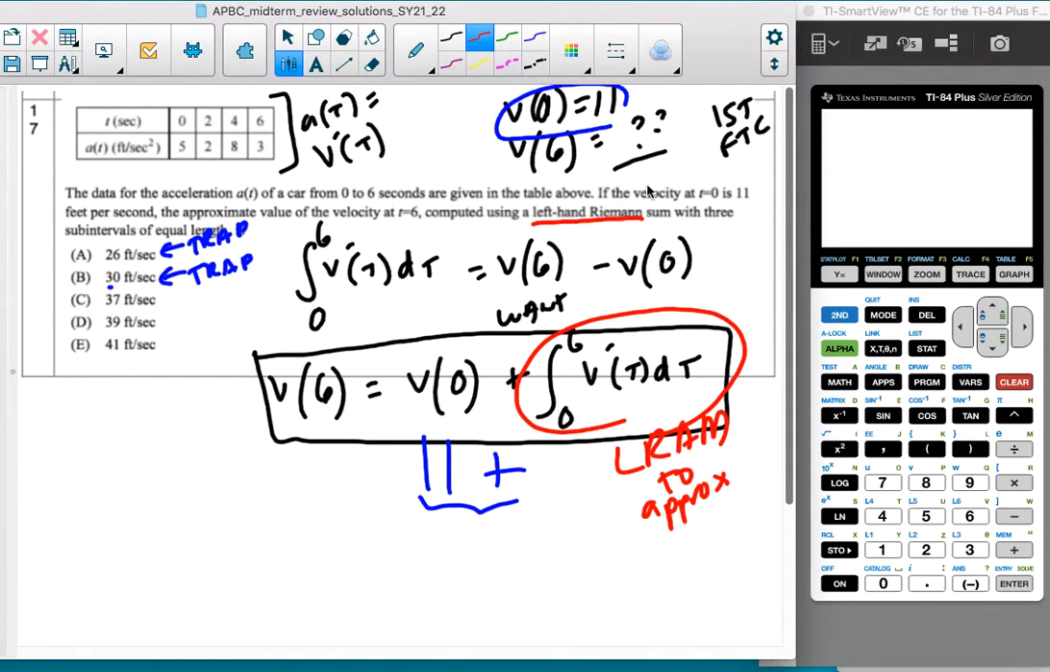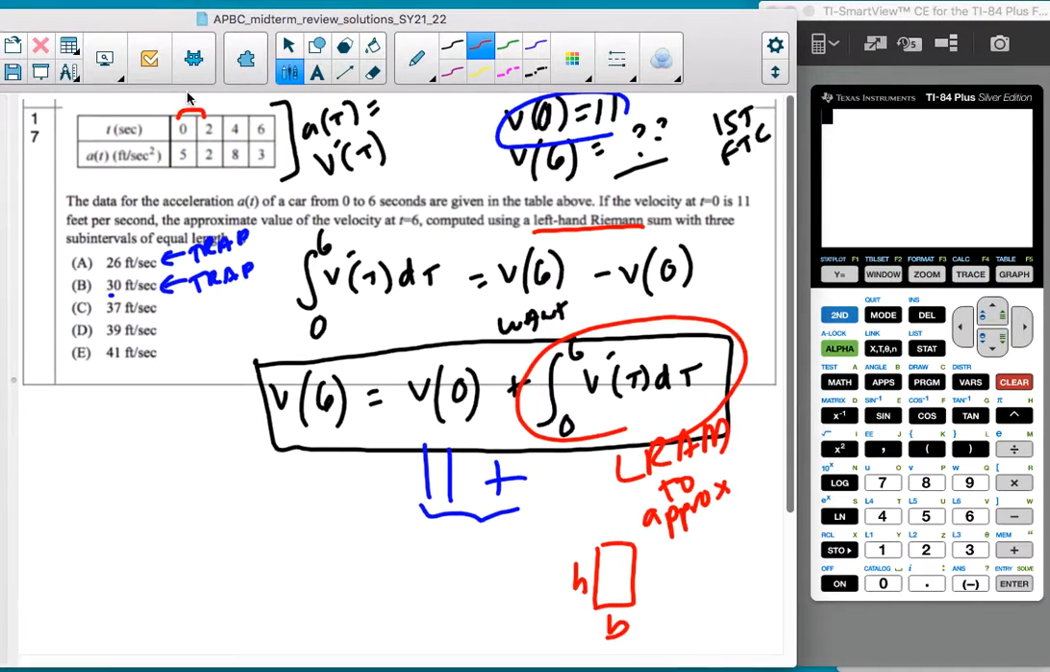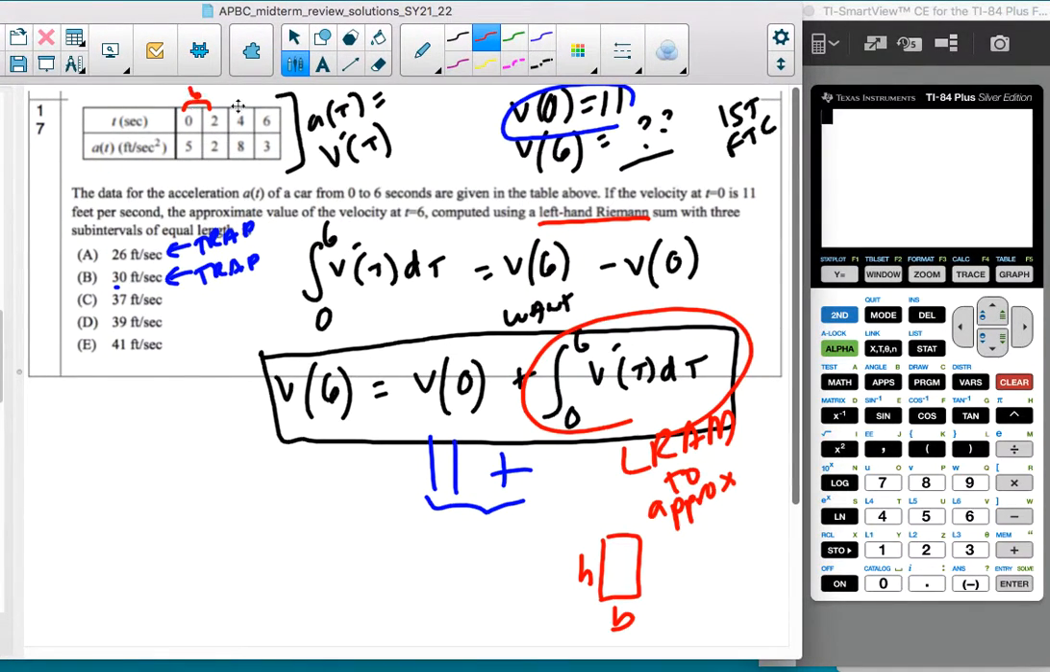So now let's talk about this LRAM approximation. LRAM is just boxes. This is literally just boxes that have a base and a height. The base width is going to be the width between the two x's, which in this case are all 2. You can see that: 0 to 2, base of 2.